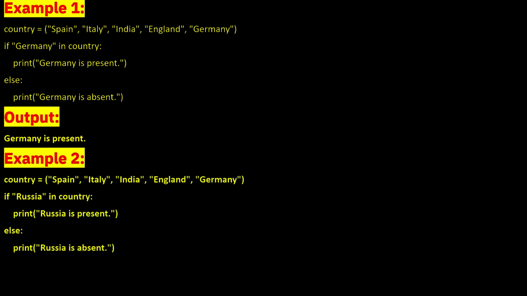Example 2. country = ("Spain", "Italy", "India", "England", "Germany"). If "Russia" in country: print("Russia is present"), else: print("Russia is absent"). Output: Russia is absent.